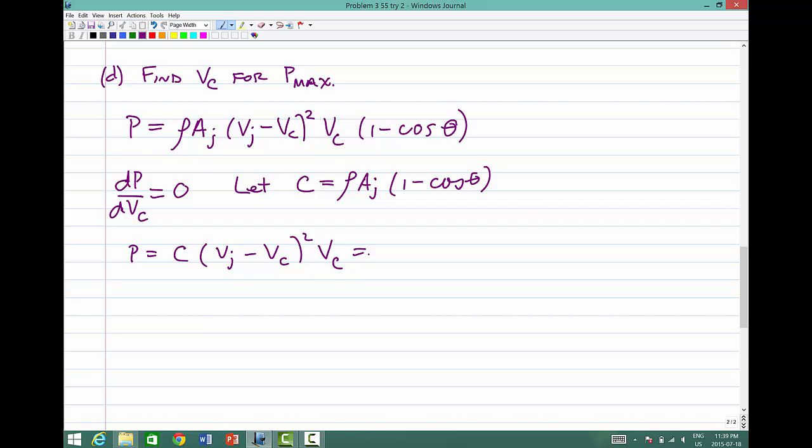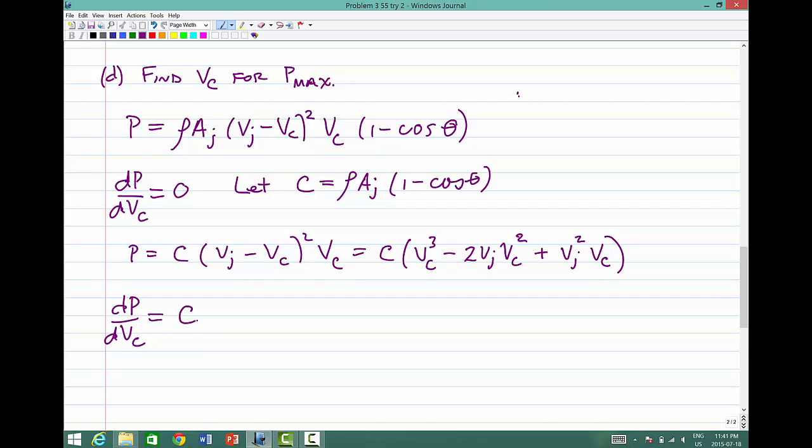And I'm going to expand this out and take the derivative of that. It's easier if I expand it out. So that's going to be constant, and then we're going to end up with Vc cubed minus 2 Vj Vc squared. I'm expanding this and then multiplying it by Vc, and that's going to become Vj squared, so plus Vj squared times Vc. Now we're going to take dP by dVc, and we're going to set it equal to 0.